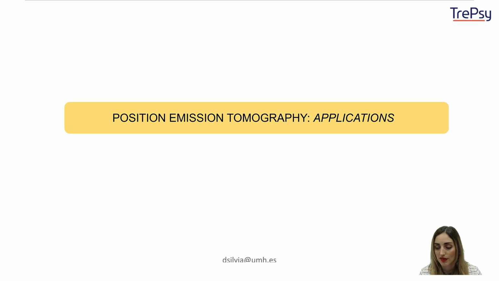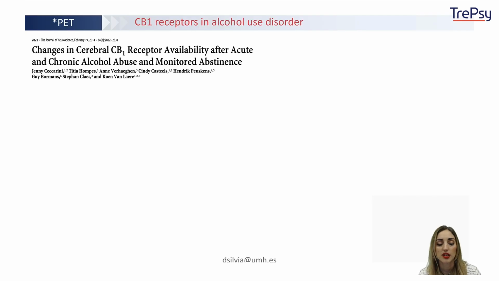Okay, so that's it for now for a general overview about the PET technique, but I thought it would be nice to add also a few examples of the applications. This is the first paper, from already a few years ago. This paper targets the availability of the CB1 receptor after acute and chronic alcohol consumption and also in abstinence.